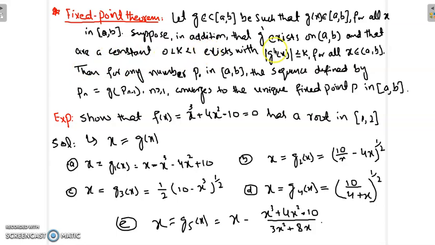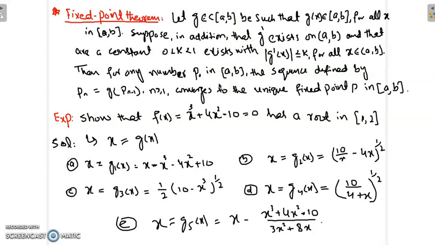So while the function g satisfies this condition, then for any number p0 in the interval [a, b], we define a sequence pn = g(pn-1) for n greater than or equal to 1. Then this sequence must converge to a unique point p in the interval [a, b]. So this is the main theorem for the fixed point method.